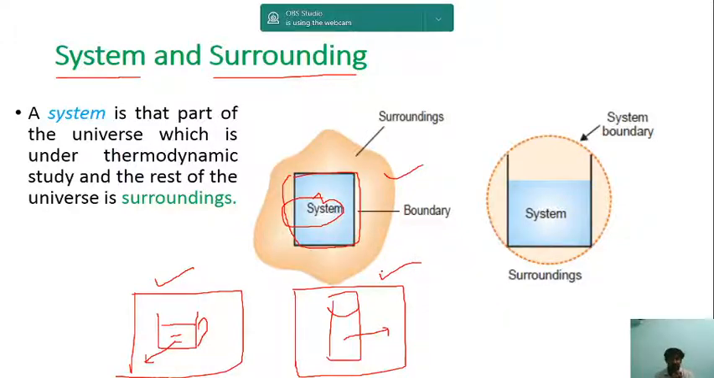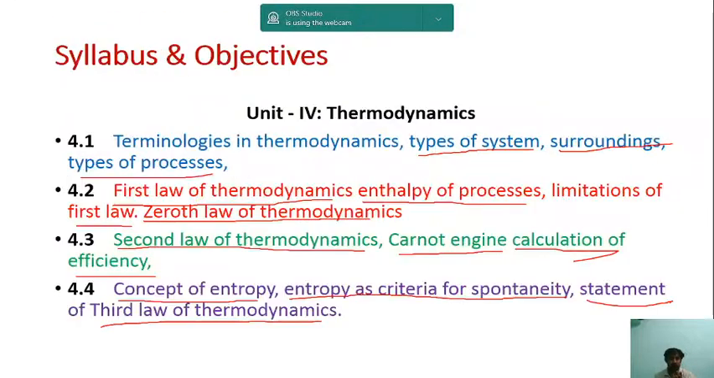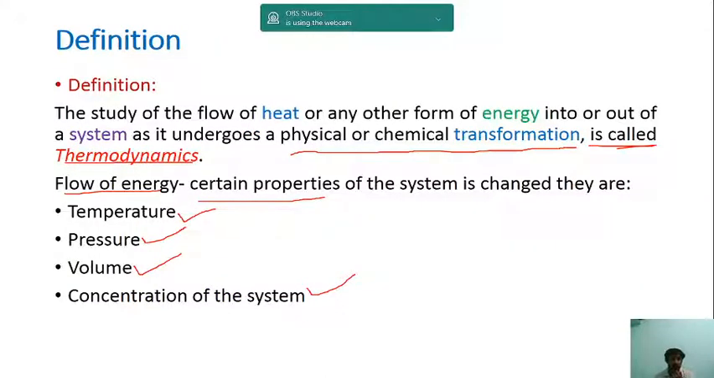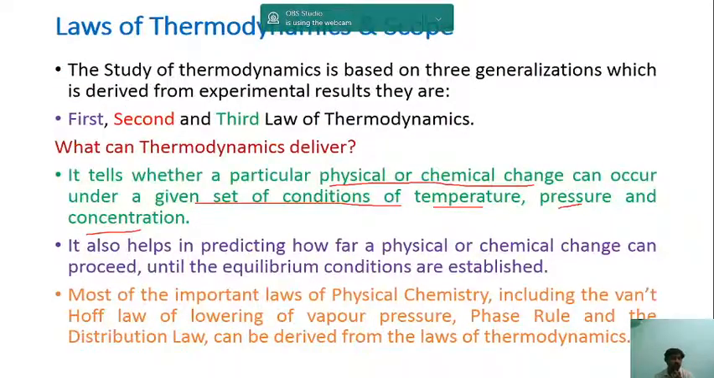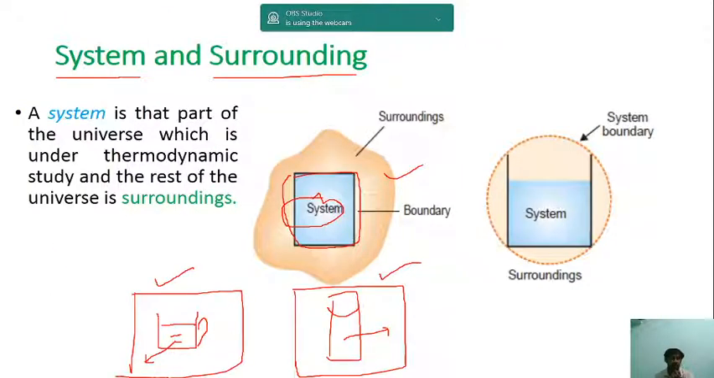So we started with the syllabus and the objectives, and there are going to be 4 subunits, and we saw the definition of thermodynamics, the laws of thermodynamics and the scope of thermodynamics, and lastly the definitions of system and surrounding.